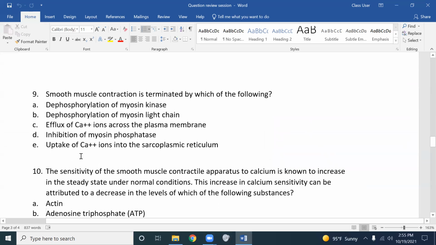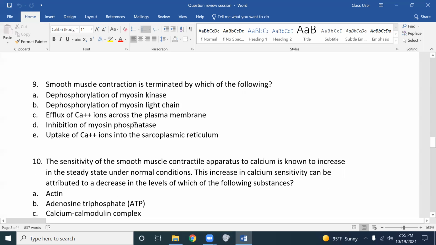Question number 9. Smooth muscle contraction is terminated by which of the following? Again, you have two things here: pumping the calcium back in or stimulating the phosphatase. Okay, and the answer is B, dephosphorylation of the myosin light chain by the phosphatase.